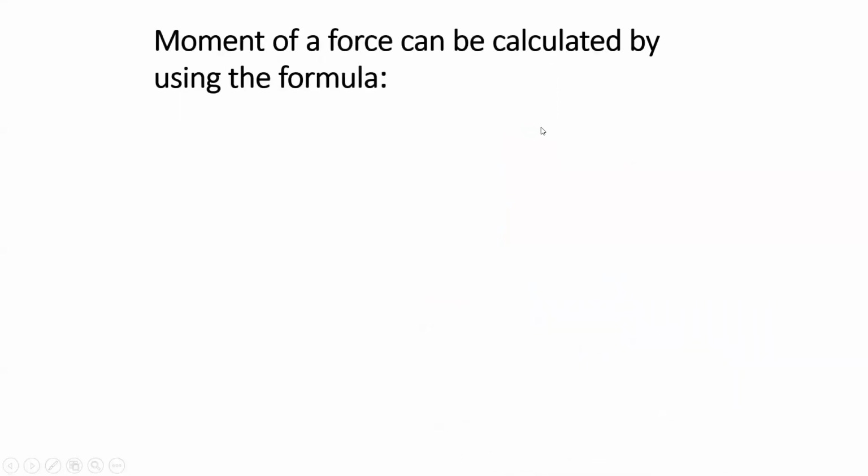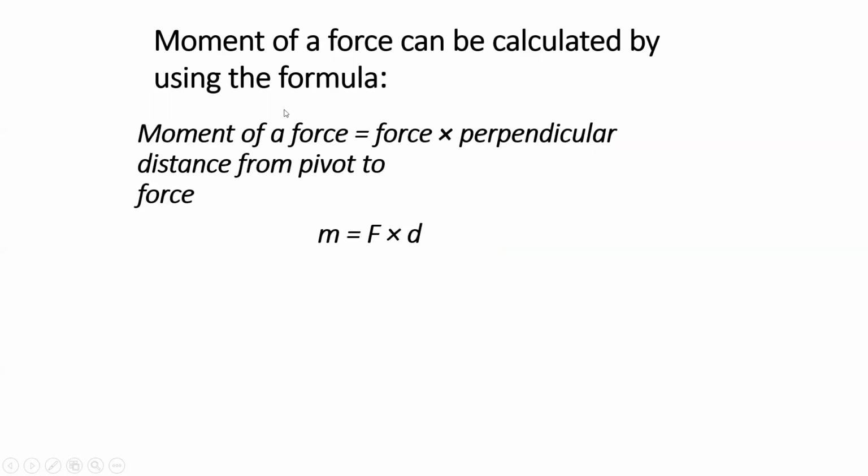But how can a moment be calculated? If we want to calculate a moment or a turning effect, how can we calculate it? We use a formula: moment is equal to force multiplied by the perpendicular distance from the pivot. What does it mean? For example, you have an object which is fixed from one end, the point where it is fixed is known as the pivot.